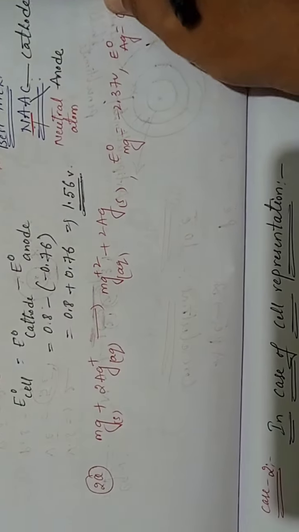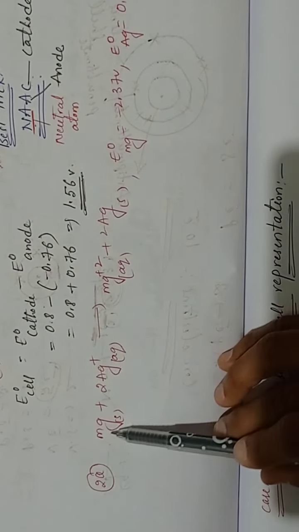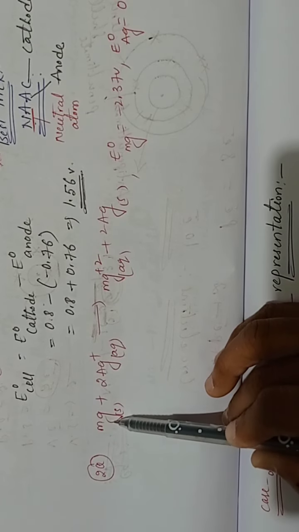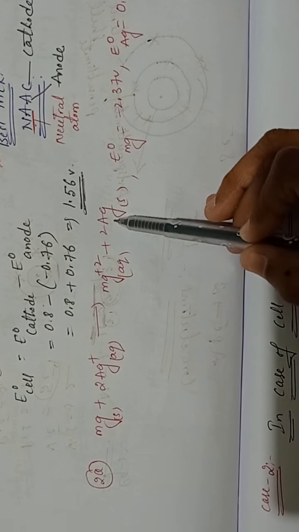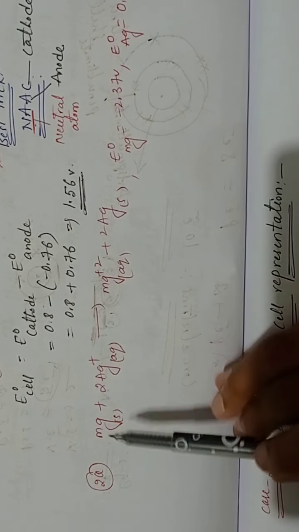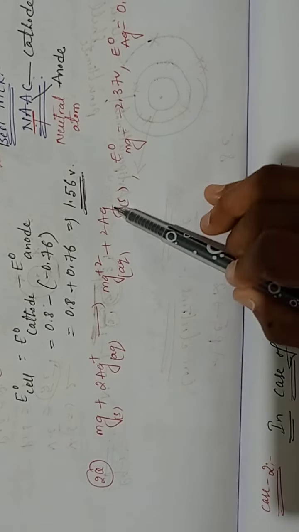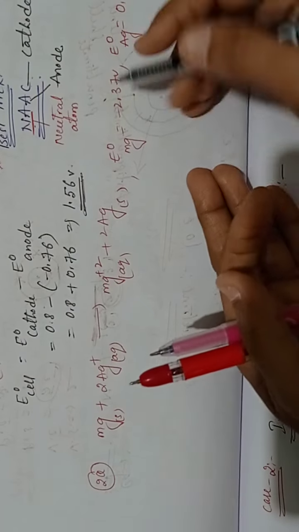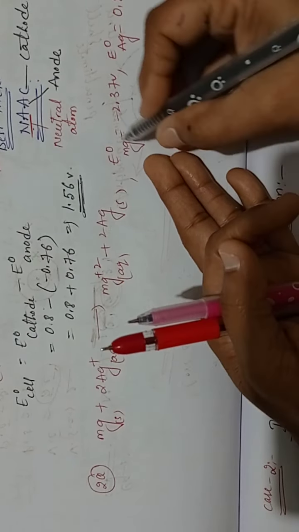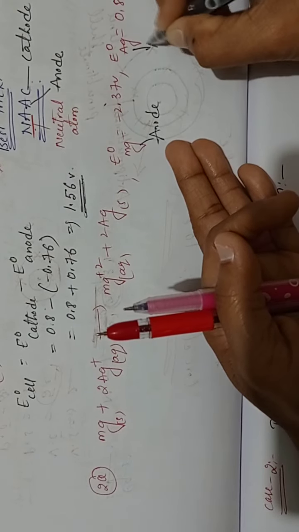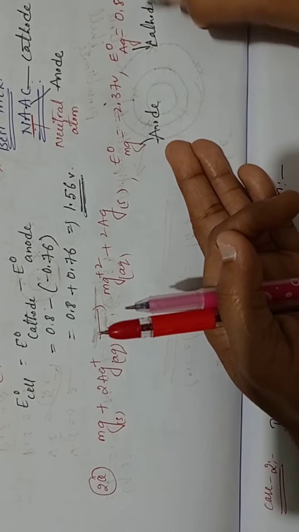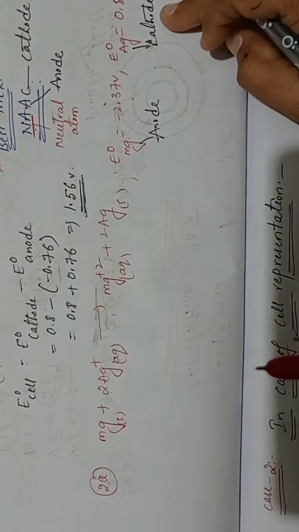So here in this reaction, before the arrow is the neutral atom, that is the anode, and after the arrow is the neutral atom, that is the cathode. Neutral atom is nothing but having no charge. So magnesium is which one, students? Magnesium is the anode, and silver is the cathode. Understood? This is anode, this is cathode.